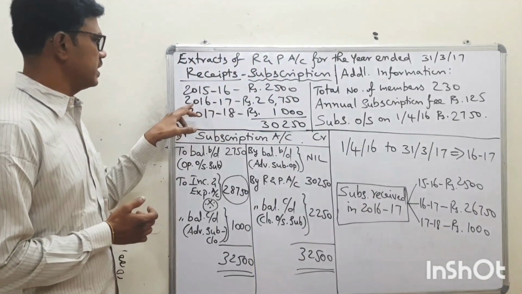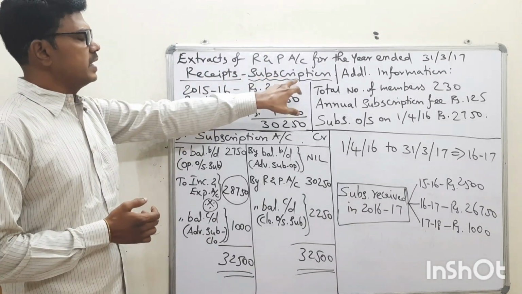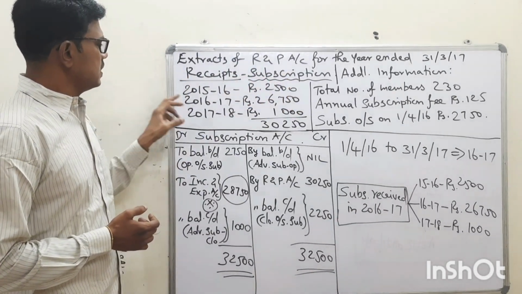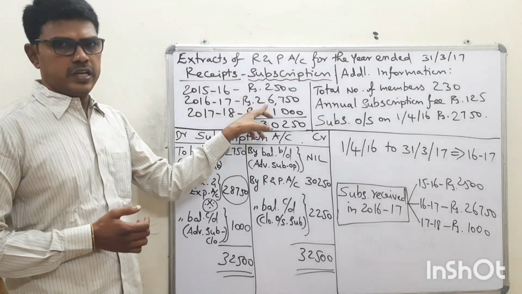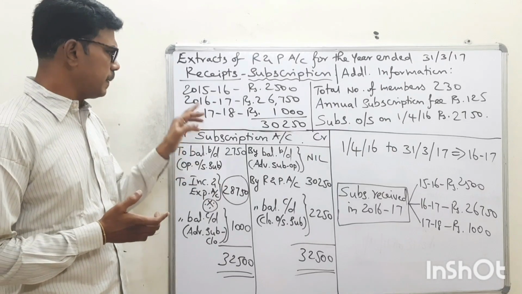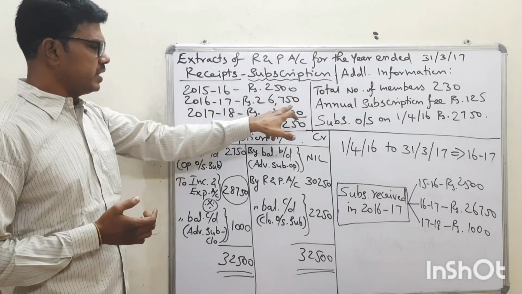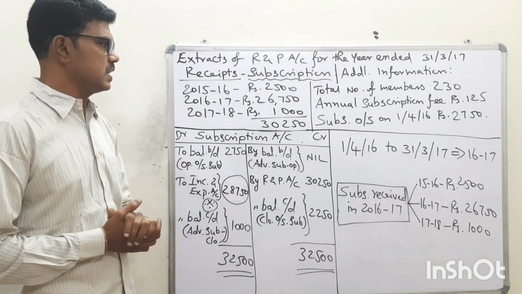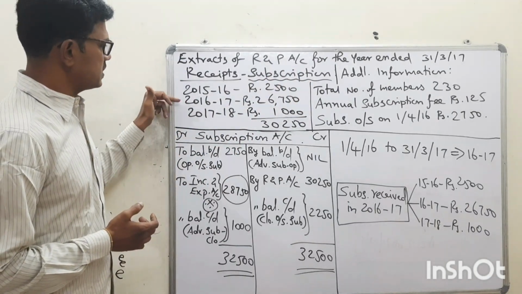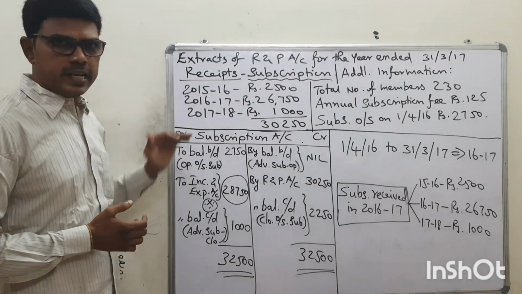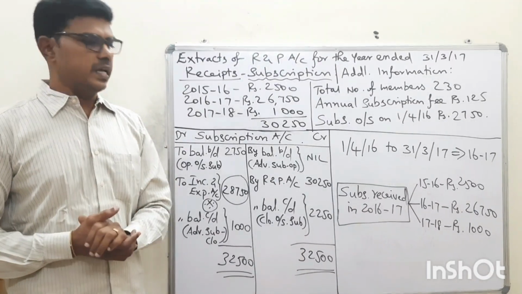This is what they have given under the heading subscription. 16-17 is the current financial year or accounting year, both are the same. 16-17, 26,750, this subscription is for the current financial year. We can simply understand 15-16 is the previous year, 17-18 is the subsequent year.